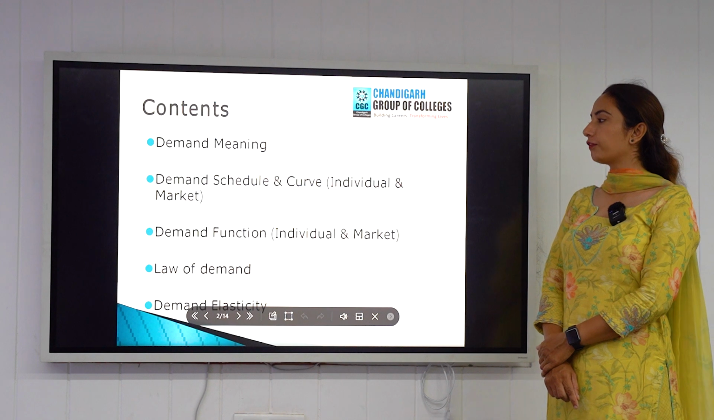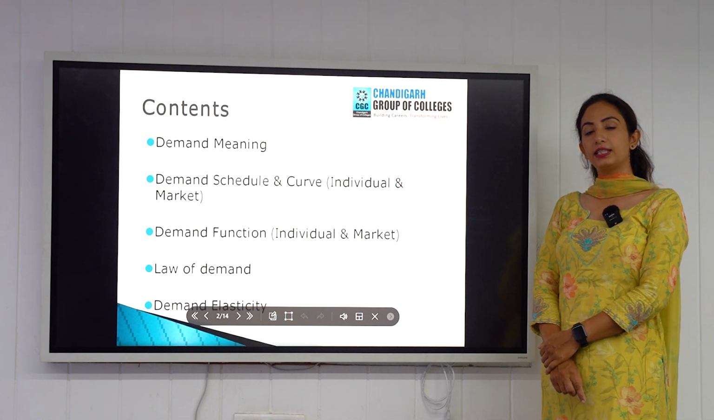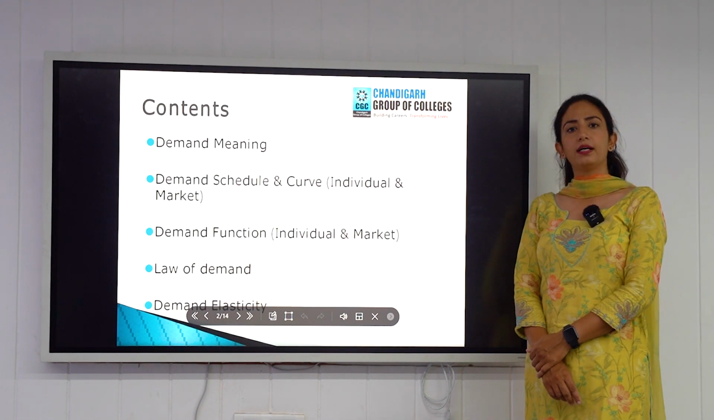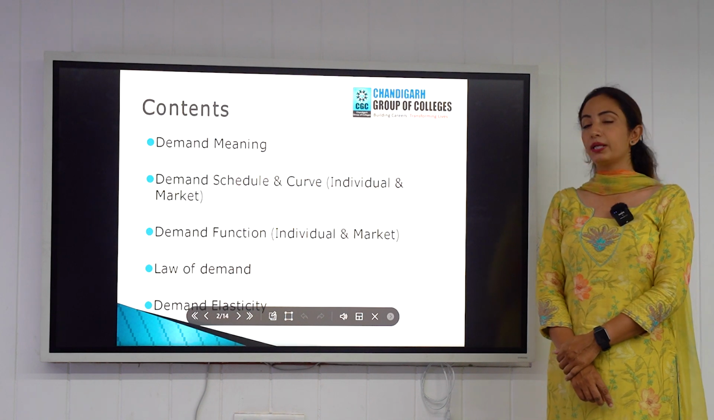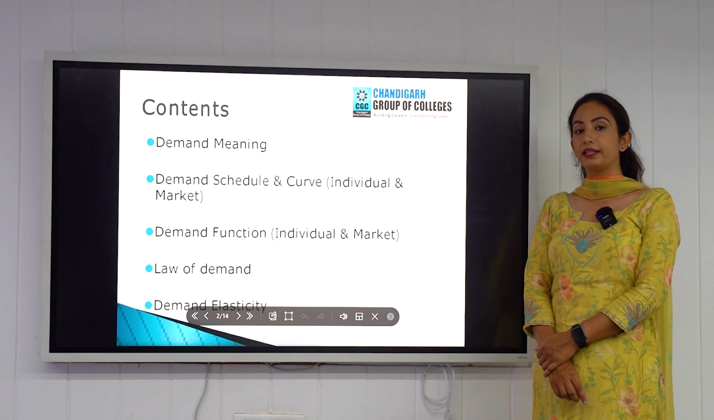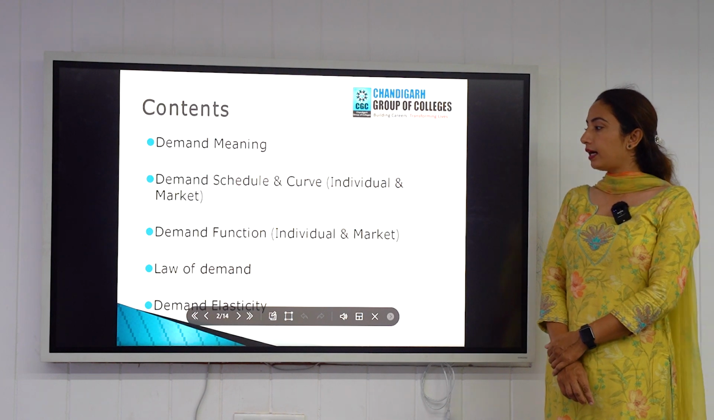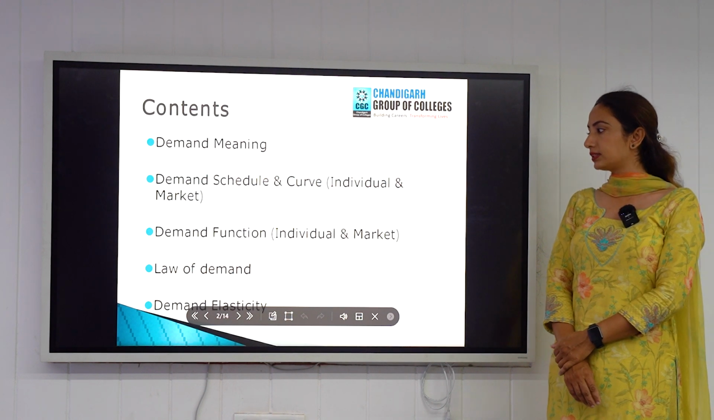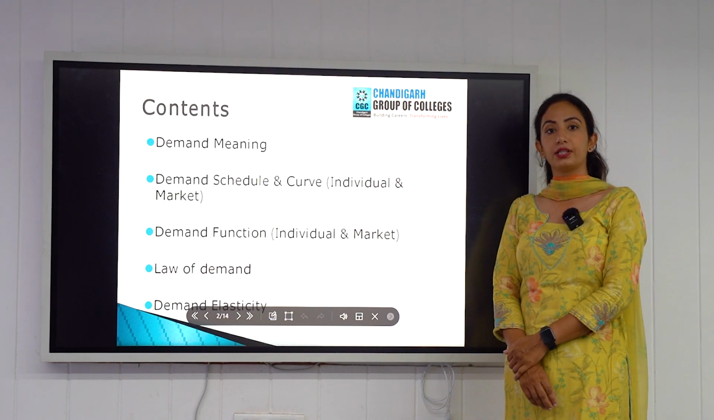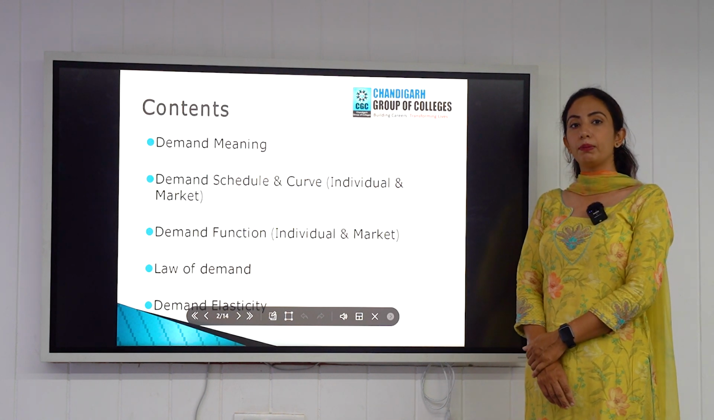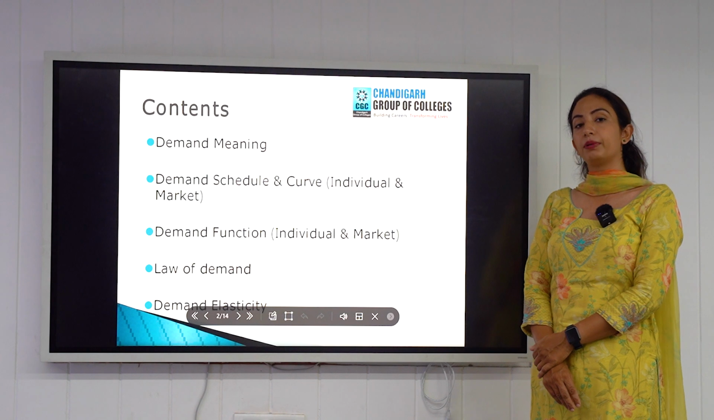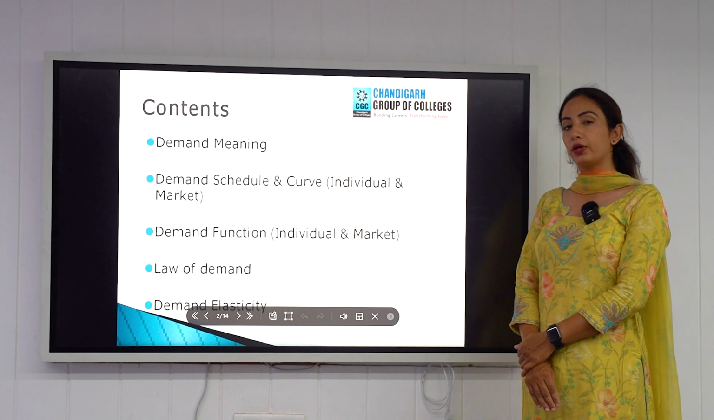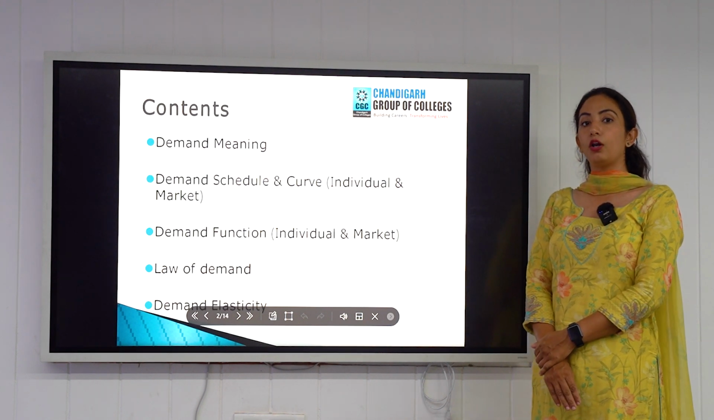First we'll cover the meaning of the demand, followed by the two major concepts, that is demand schedule and demand curve, which will be explained in both ways in the context of individual demand schedule and curve, followed by the market demand schedule and curve. Then after understanding the concept of schedule and curve, we'll be heading towards the next terminology, which is demand function, a kind of equation where we will be associating several factors for the determination of the demand of a particular product. And the most important concept in the determination is the law of demand.